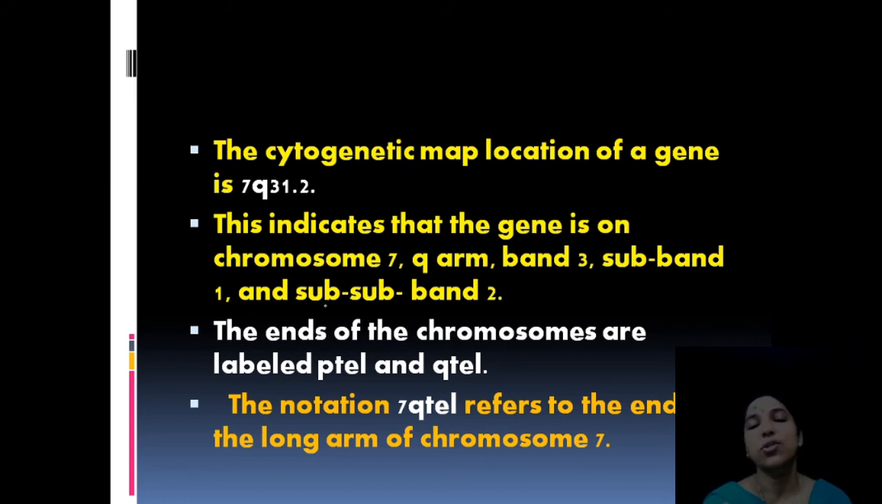Understood? The ends of the chromosomes are labeled as PTEL and QTEL. Short arm P, telomere TEL; long arm Q, telomere TEL. The end is marked like this, PTEL and QTEL. 7QTEL means chromosome number 7, the long arm telomere, that is, the telomere at the end of the long arm of chromosome 7. So remember this terminology, clear?